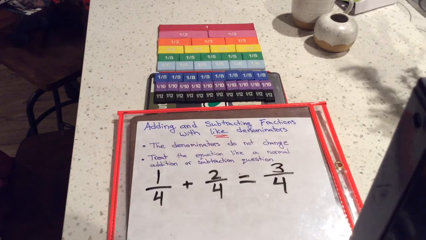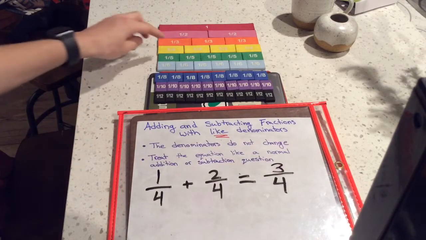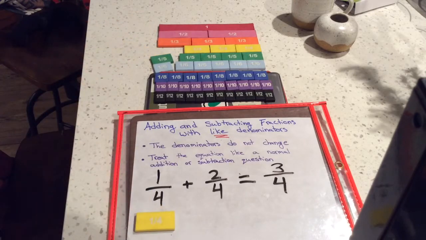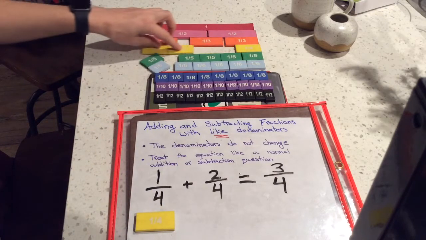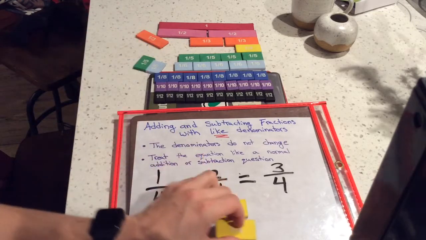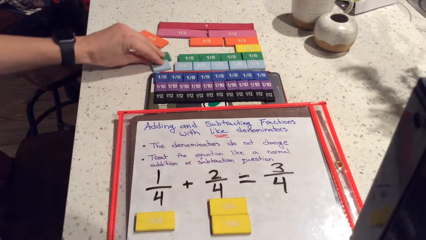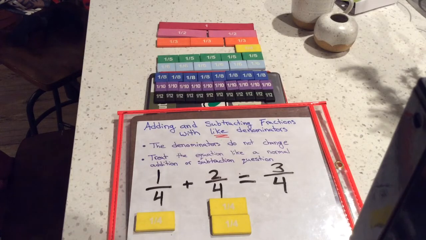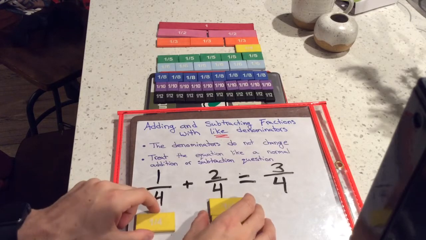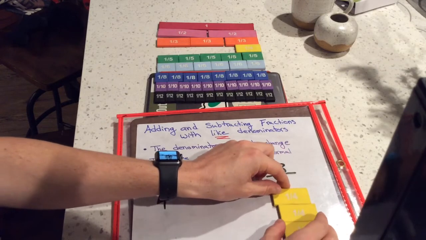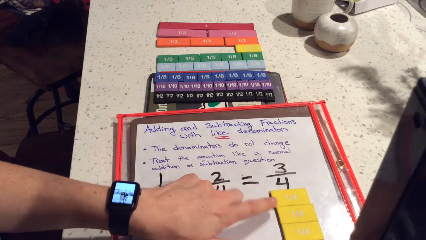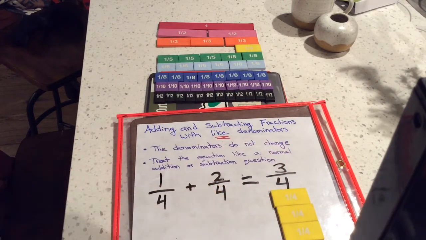And now let's take a look at how we can use our fraction strips to build this equation. So here's 1/4, and here are 2/4. Okay, so I have 1/4 plus 2/4. And if I put them together, we know in addition that we are combining these two different values. If I put them together, I have 1/4, 2/4, 3/4.